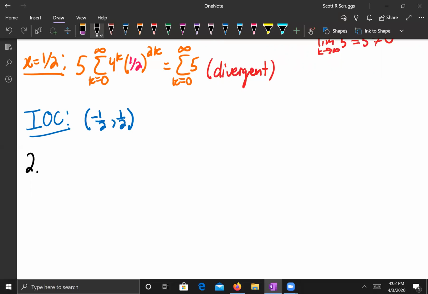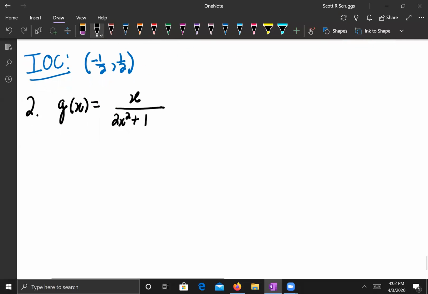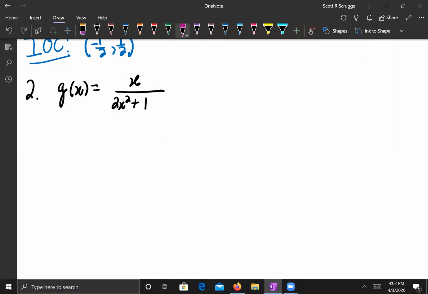All right. And so here's going to be our new function that we repeat the exercise for: x times 2x² plus 1. And before I start the example, I'm going to tell y'all what property I'm going to be using.